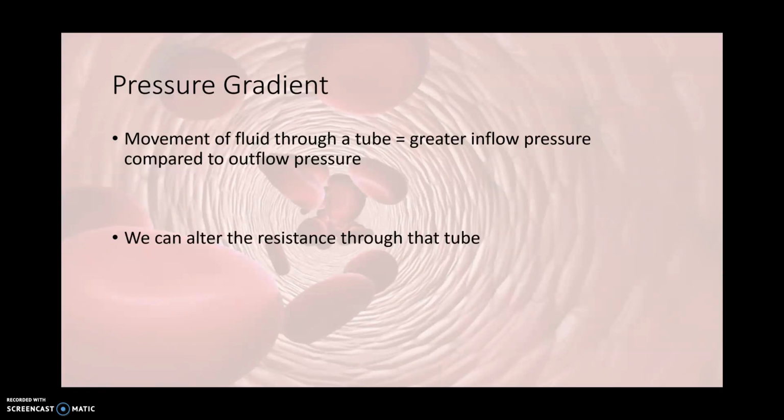Because it has a lot more length to get through. If we cut the radius in half, we increase the resistance 16-fold. That also makes sense. If we cut down the luminal size, we increase the resistance of either airflow or blood or some sort of fluid moving through a tube. That makes sense as well.